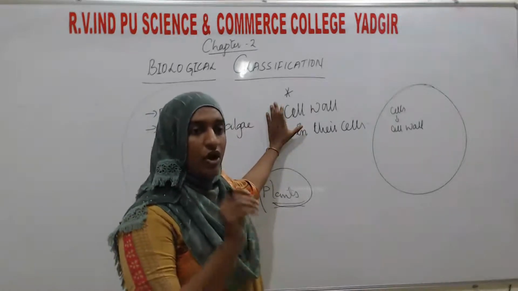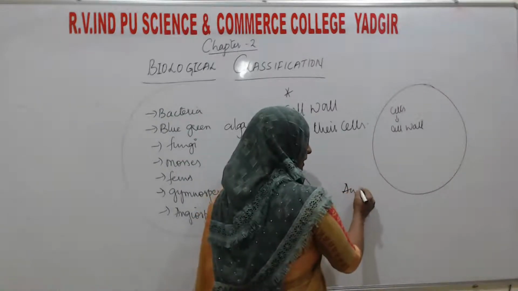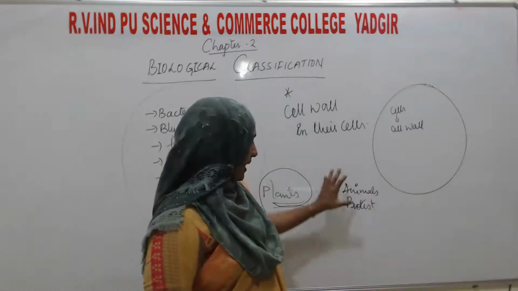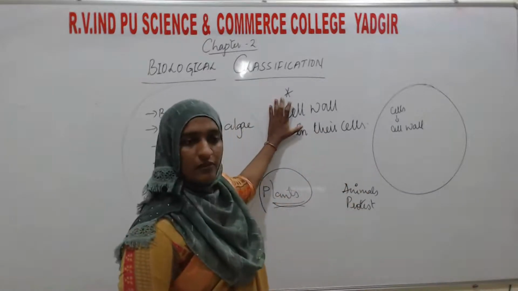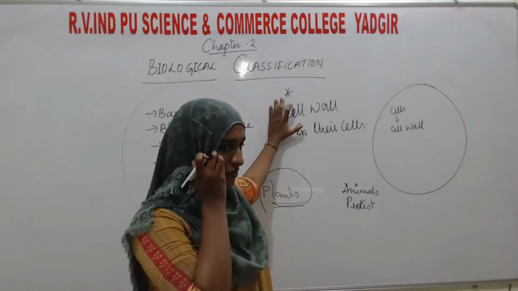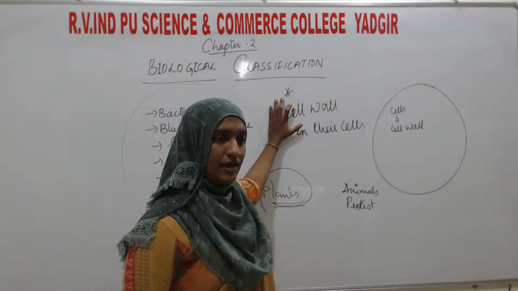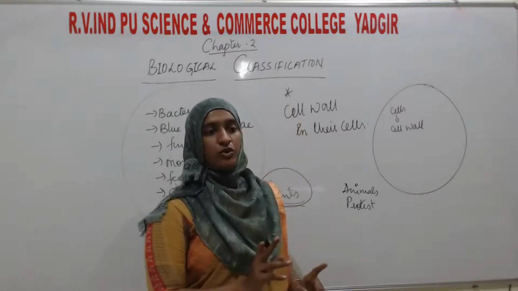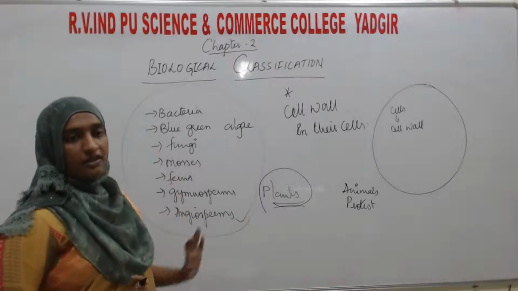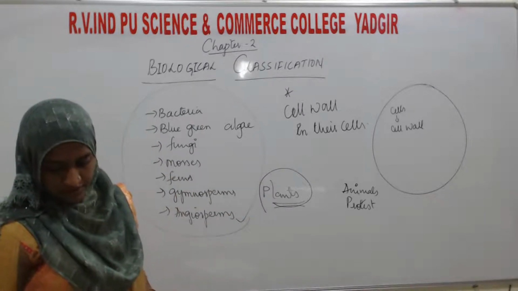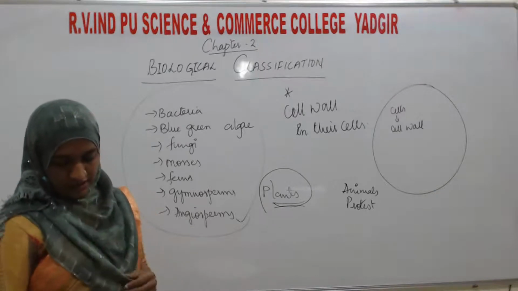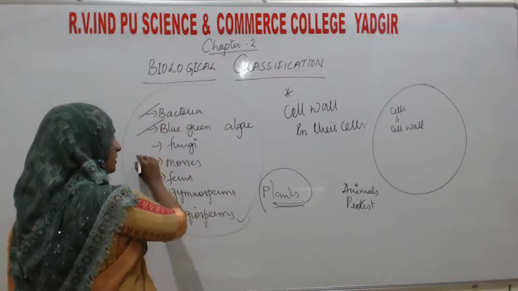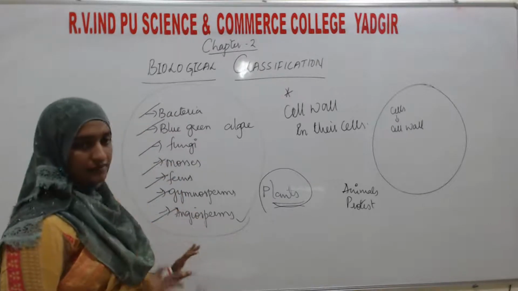First basis: presence of a cell wall in the cell. Animals will not have the cell wall, and protists will not have the cell wall. Except for these two, all will have the cell wall. As I told you earlier, the cell wall composition will be different: in fungi it is chitin, in plants and others it is cellulose. So this is the first point on which they grouped all these under the plants. Next, this placed together a group which differs in other characters. Bacteria have a cell wall, and so do blue-green algae, fungi, mosses, ferns, gymnosperms and angiosperms. All of them have the cell wall.